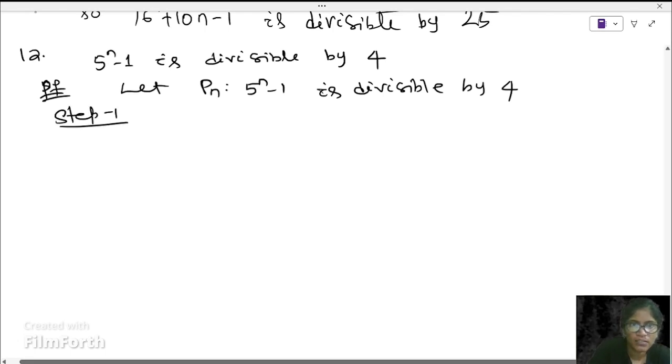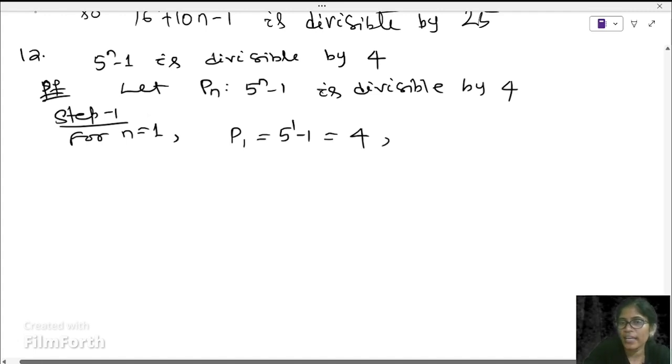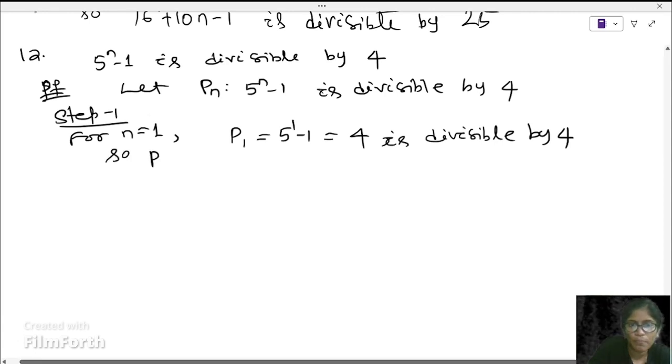Step 1. For n is equal to 1, P(1) is equal to 5 to the power 1 minus 1, which equals 4. We know that 4 is divisible by 4. Yes or no? Yes, 4 is divisible by 4. So, P(1) is true.